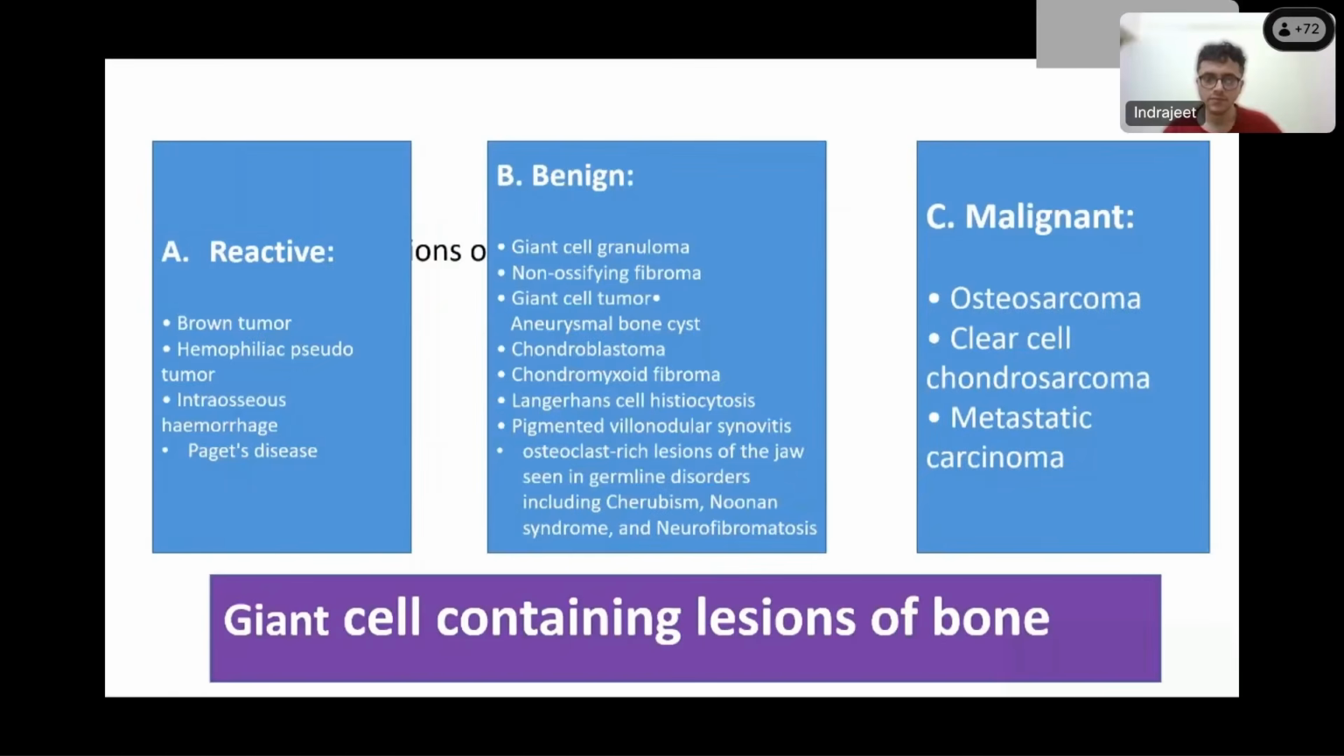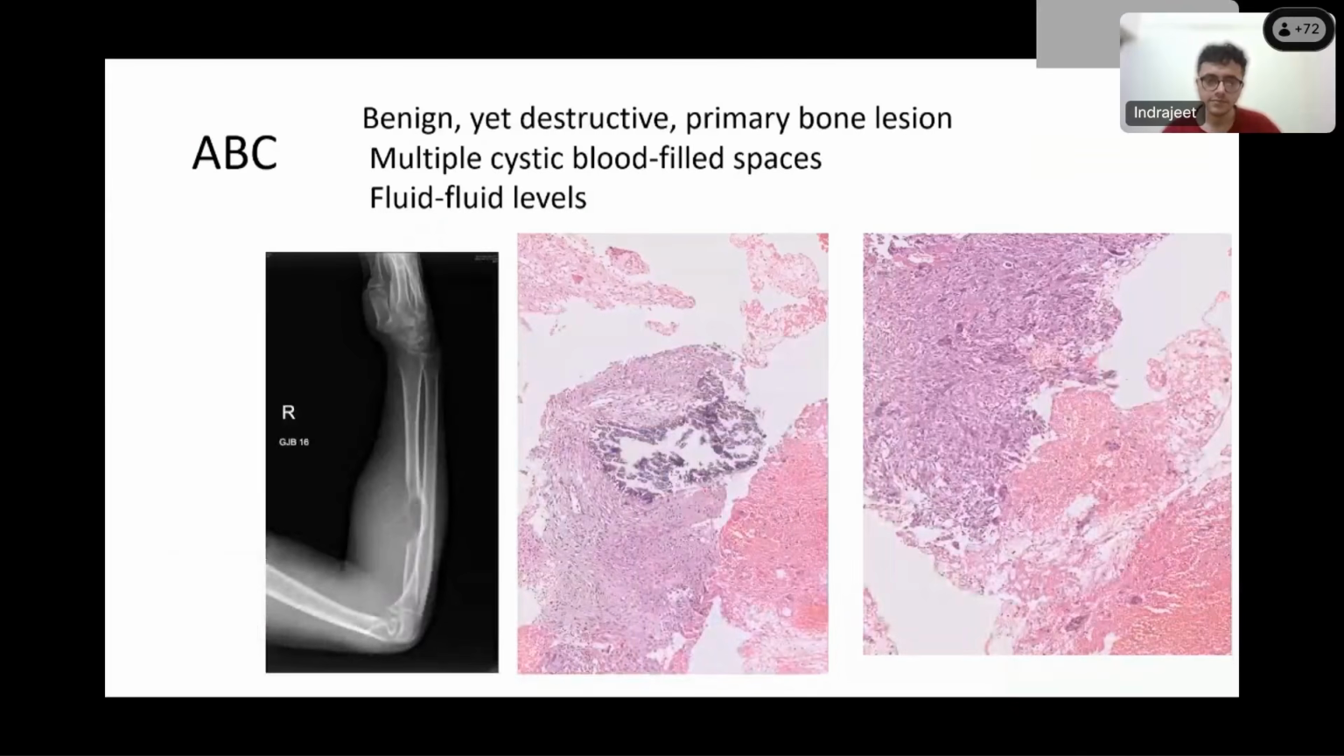Now, if you think about the giant cell containing lesions of the bone, it's a long, long list. So many reactive conditions, so many benign tumors, so many malignant tumors contain giant cells. So they are essentially a reactive or a reparative component of the whole ecosystem. They are not real tumor cells.